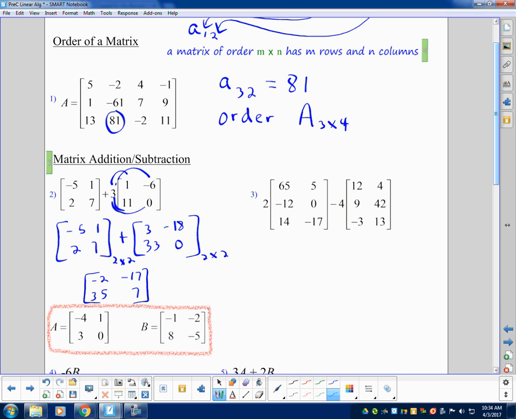Let's do the next one together here just real quickly. We'll do our scalar multiplication first and then subtract the 2. By the way, what's the order of each of these matrices? 3 by 2, good. So I've got 130. This is 10. And then negative 24 and 0. And then 28 and negative 34. And I'll keep the minus sign there just for fun.